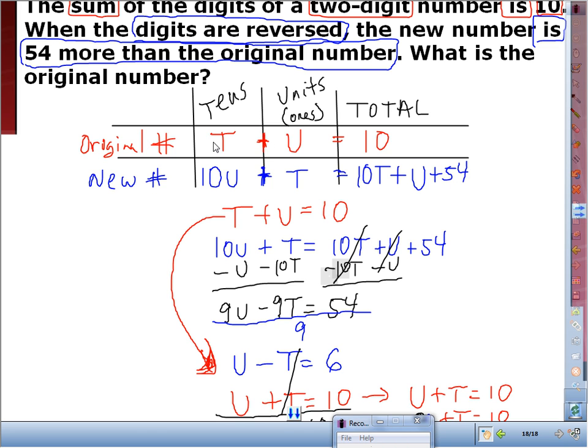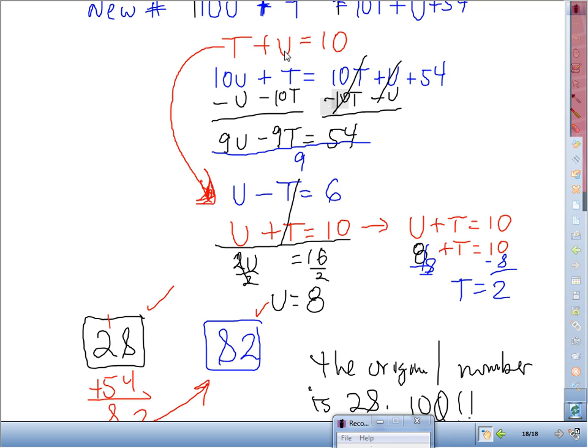The original was 10T plus U, but so that we write it in the same format, it's 10T plus U, and then we add 54. And that's how we end up here. T plus U equals 10, and 10U plus T equals 10T plus U plus 54. And from there we said, before we eliminate, I'm going to simplify this one. So I got rid of the variables to this side. These cancel, brought down 54. 10 minus 1, that's 9. Negative 10 plus 1, that's negative 9. And I said, let's simplify this equation by dividing each term by 9. And that gives us U minus T equals 6.